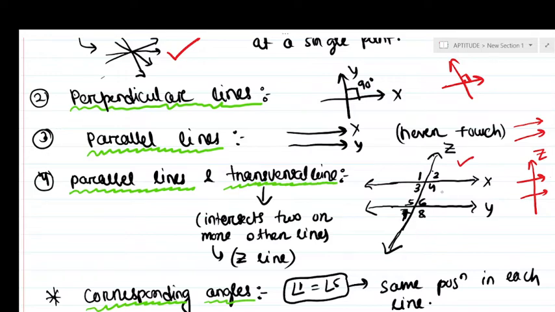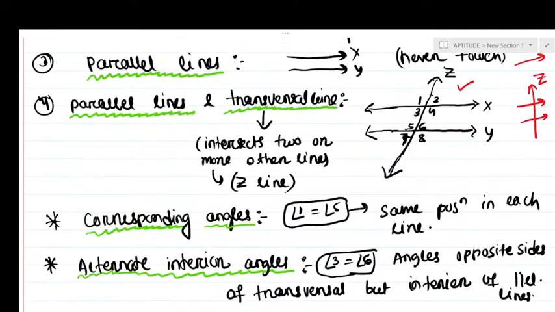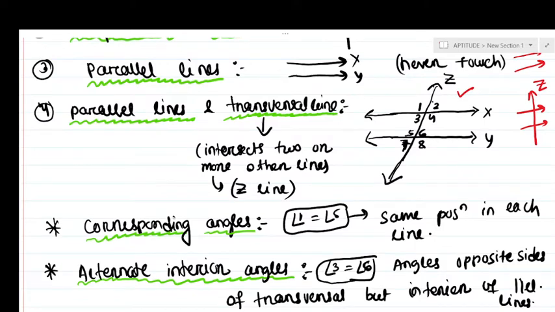Let us define the angles 1, 2, 3, 4, 5, 6, 7, 8. What are the angles and their names? See, the first is corresponding angles. Corresponding angles means 1 and 5 are corresponding angles. 1 and 5 are in the same position on each line of the parallel lines, here and here. This is the corresponding angle.